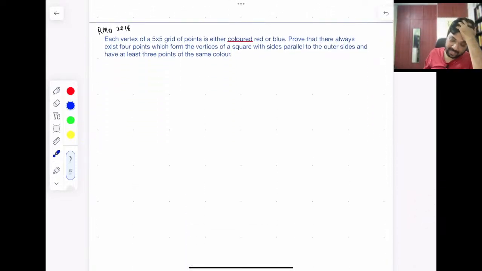I don't know if this has any... Each vertex of a 5 cross 5 grid is either colored red or blue. Prove that there always exists 4 points which form the vertices of a square whose sides are parallel to the outer sides and have at least 3 points of the same color.